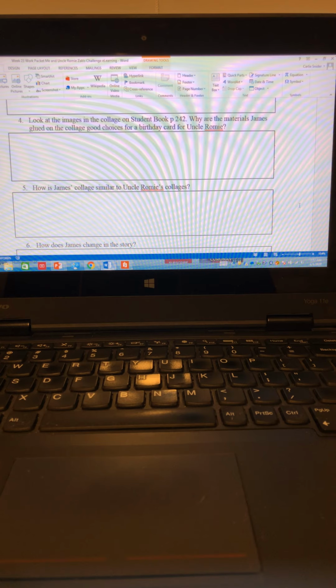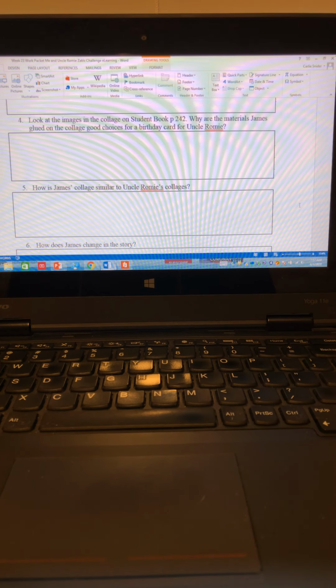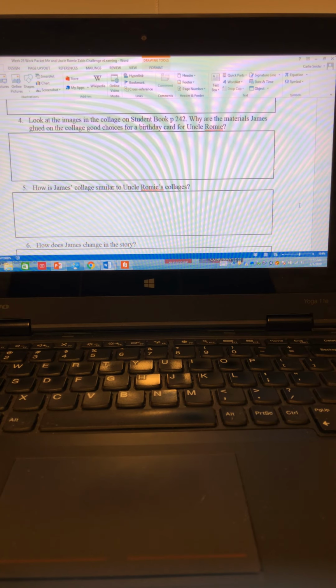Why are the materials that James glued on the collage good choices for a birthday card for Uncle Romie? I need you to explain why those things are good choices for that collage that he's making. Make sure you take time and give me specific details and explain your answers.